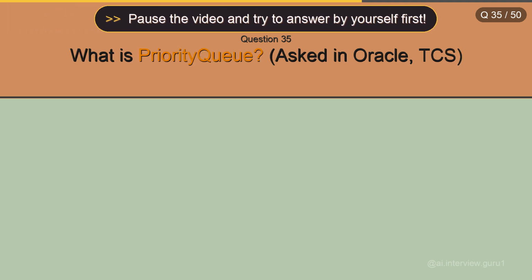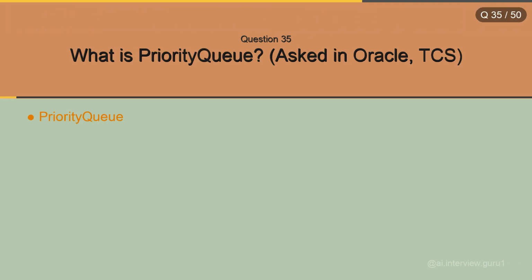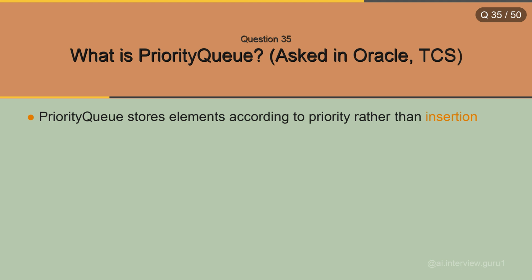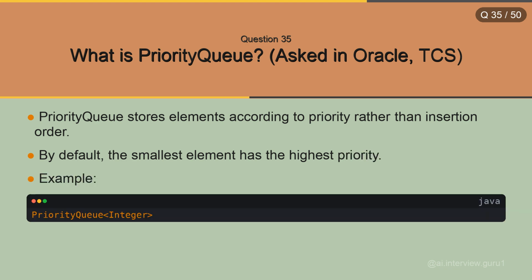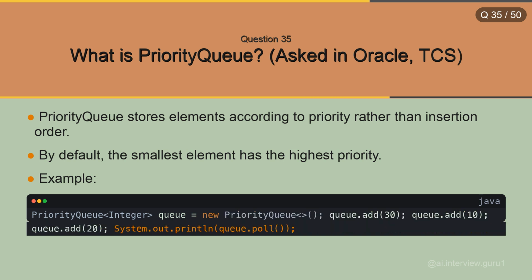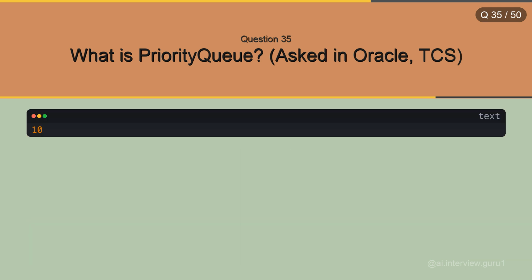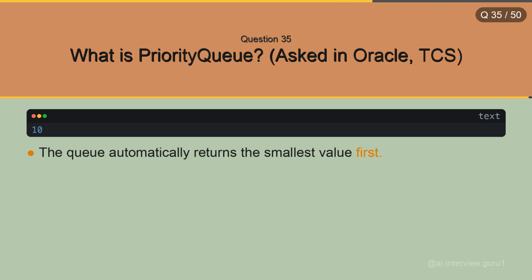What is PriorityQueue? PriorityQueue stores elements according to priority rather than insertion order. By default, the smallest element has the highest priority. Example: PriorityQueue<Integer> q = new PriorityQueue<>(); q.add, System.out.println outputs 10. The queue automatically returns the smallest value first.